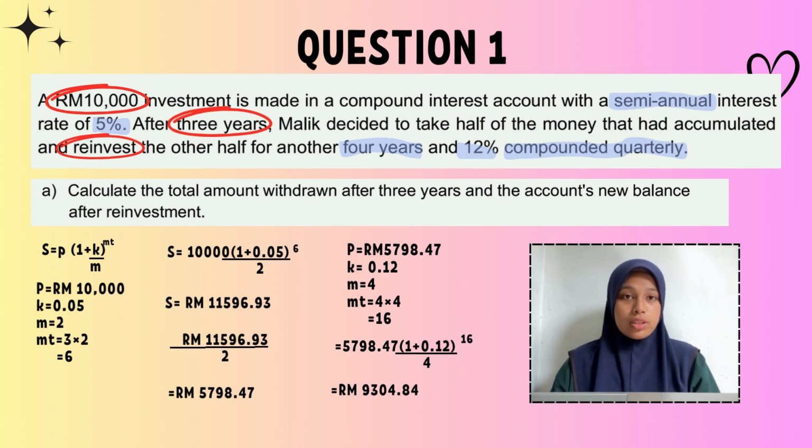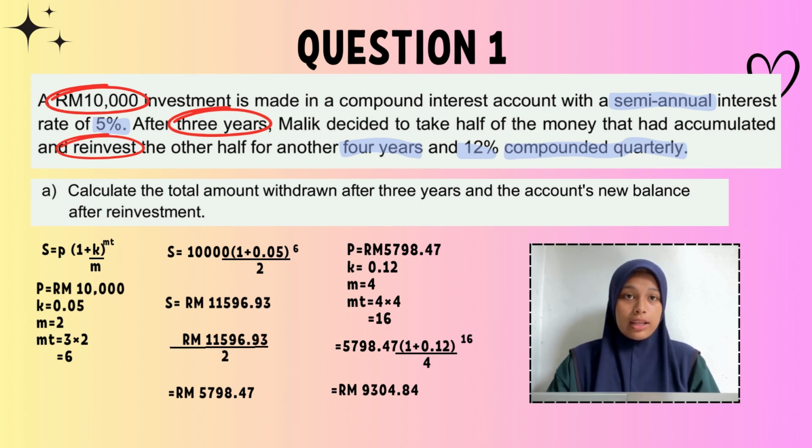We decided to use the compound interest formula, which is S equals P times (1 plus K over M) to the power of MT. So now we should find the P, K, M and MT. The P is 10,000, the K is 0.05, which is 5%, the M is 2, the MT is 3 times 2. Next, we fill in the formula with the information given. S equals 10,000 times (1 plus 0.05 over 2) to the power of 6. You will get the amount accumulated after 3 years, 11,596 ringgit and 93 cents.